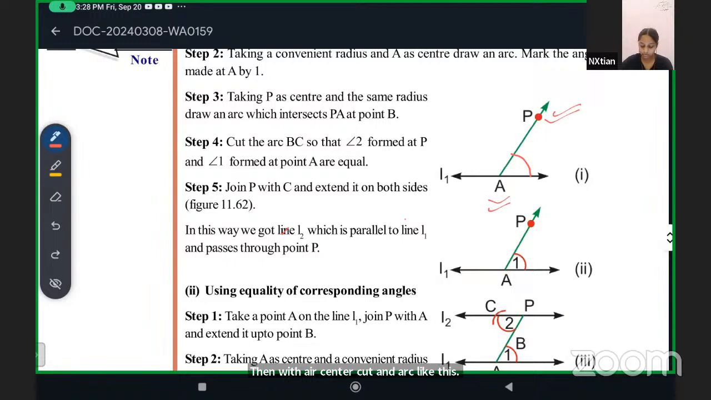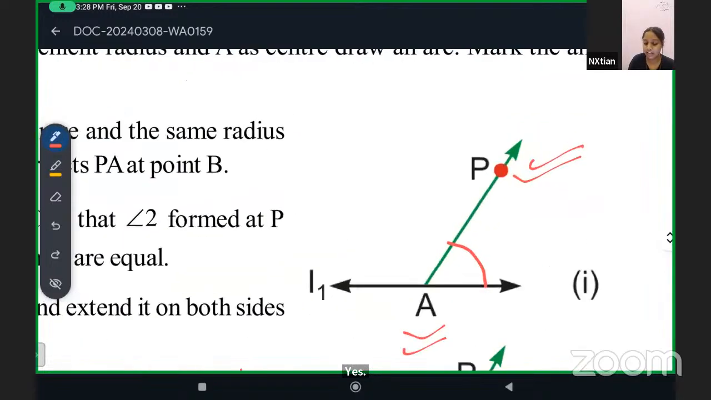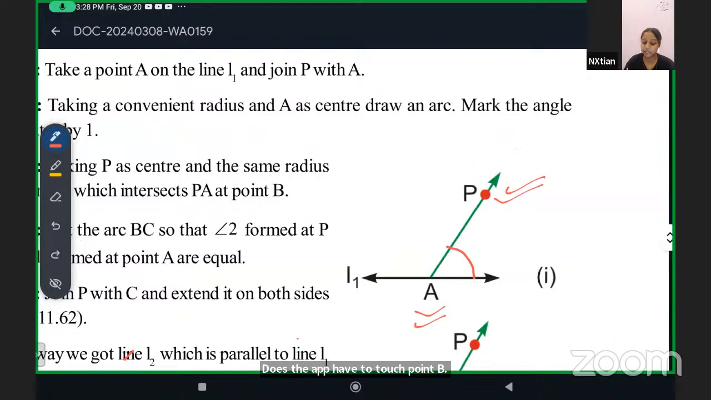Like this, ma'am? Yes, like that. Ma'am, how do we cut an arc? Does the arc have to touch point P? The arc has to touch the line AP. The line AP, it has to touch.